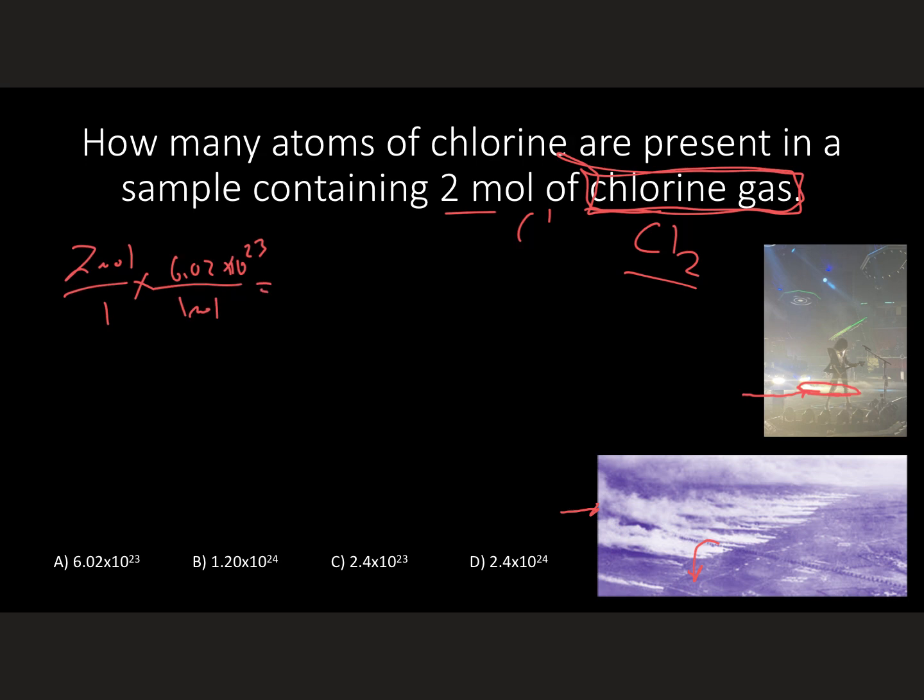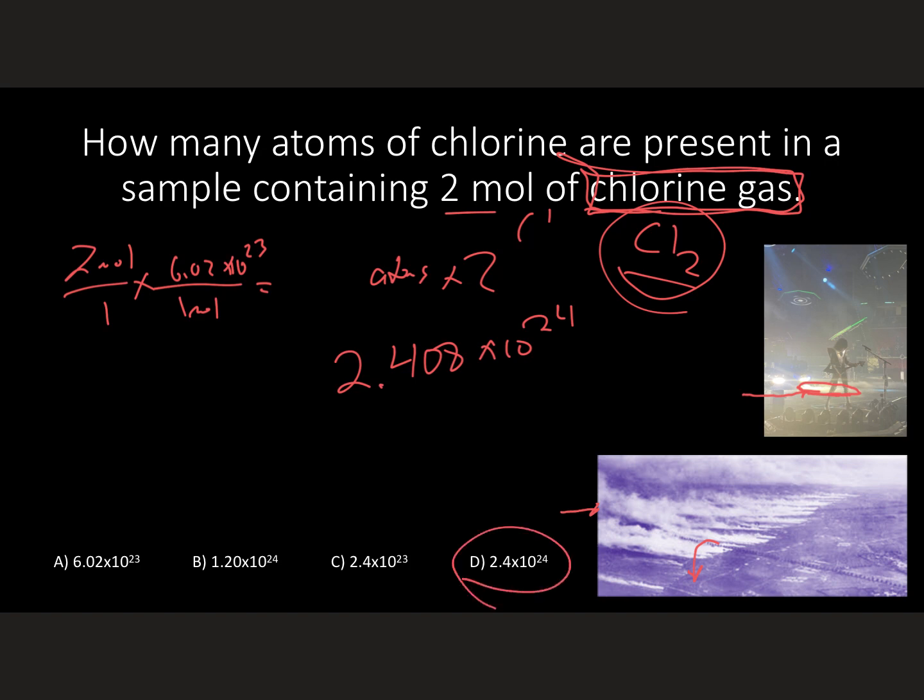So that's going to give us atoms, or molecules in this case, because we have molecules of chlorine. But then we have to double that number because chlorine gas is diatomic in its elemental form. So that's going to give us a final answer of 2.408 times 10 to the 24th. So D is going to be our answer. The tricky part to this one, relatively straightforward: just how many atoms are there? Well, chlorine gas, diatomic. Once again, know your diatomics.